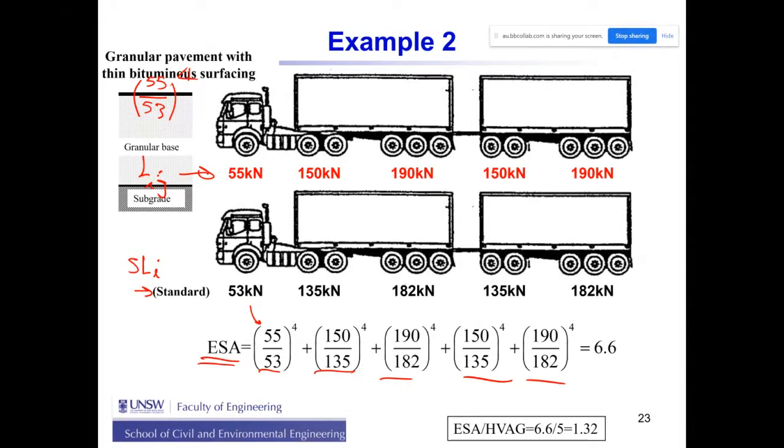What is the damage index? Again, the equivalent standard axle or the design traffic divided by parameter N, the number of axle groups per heavy vehicle. So it becomes 6.6 divided by 5. It gives us 1.32. And this is called the damage index.